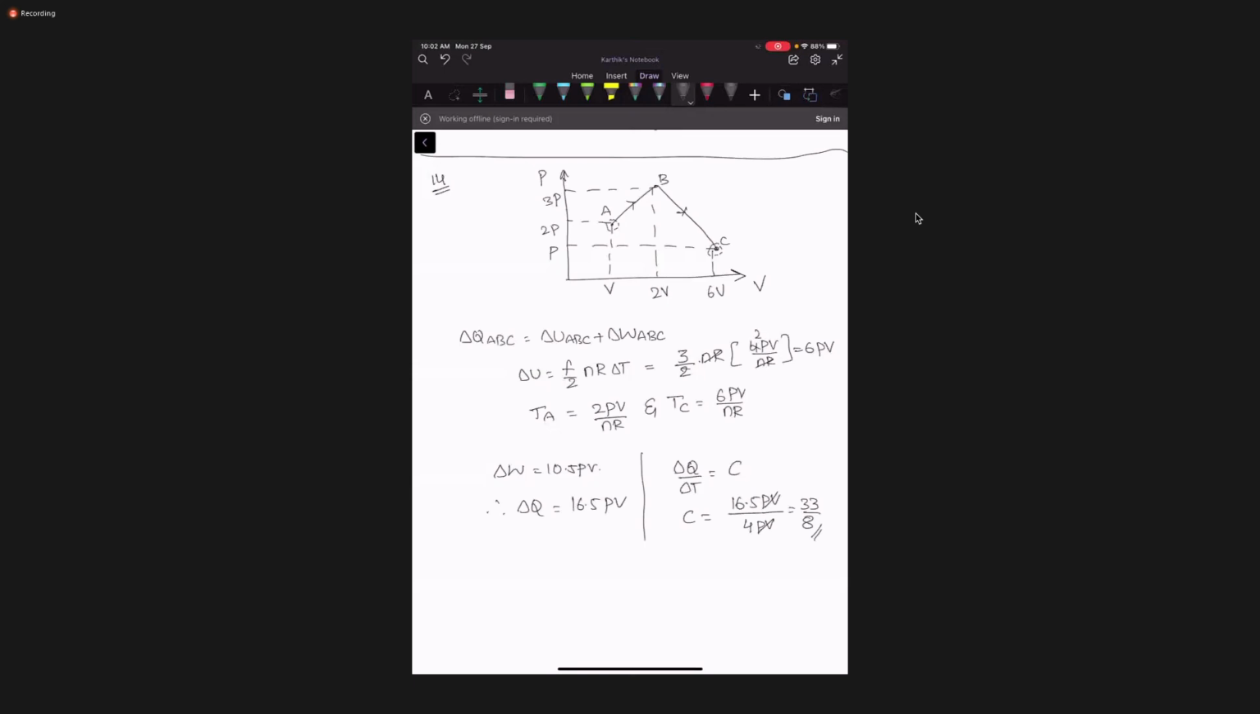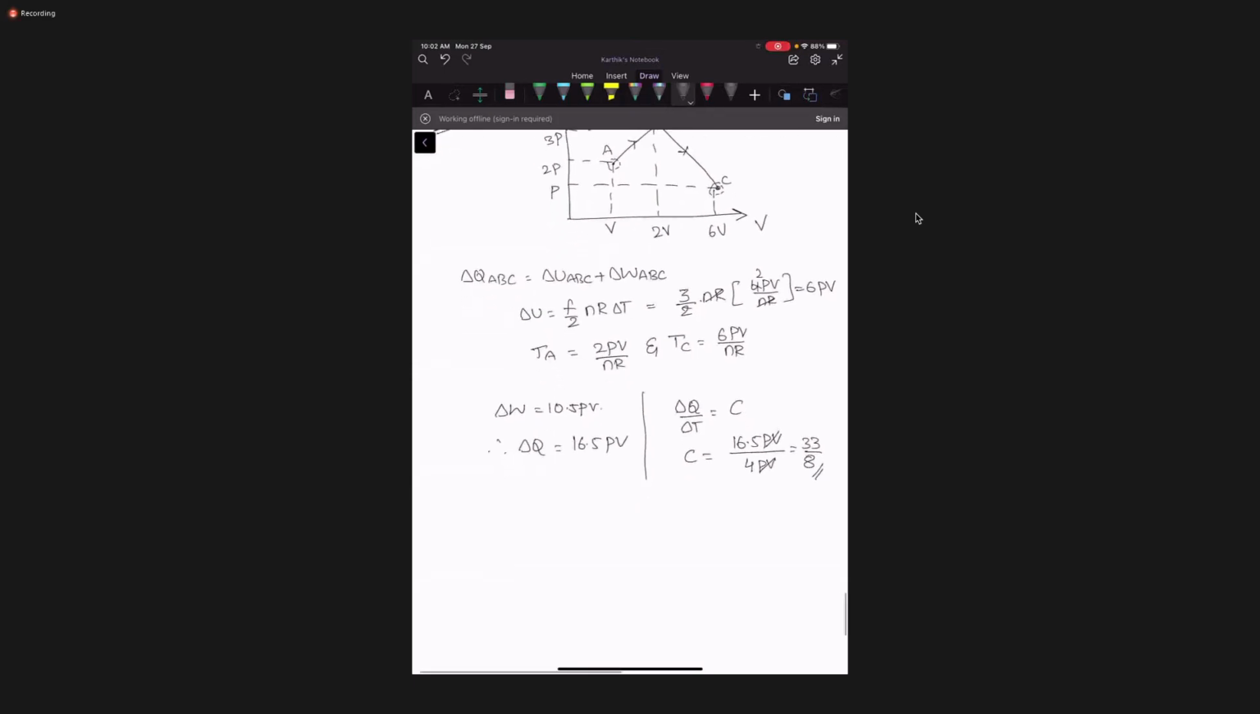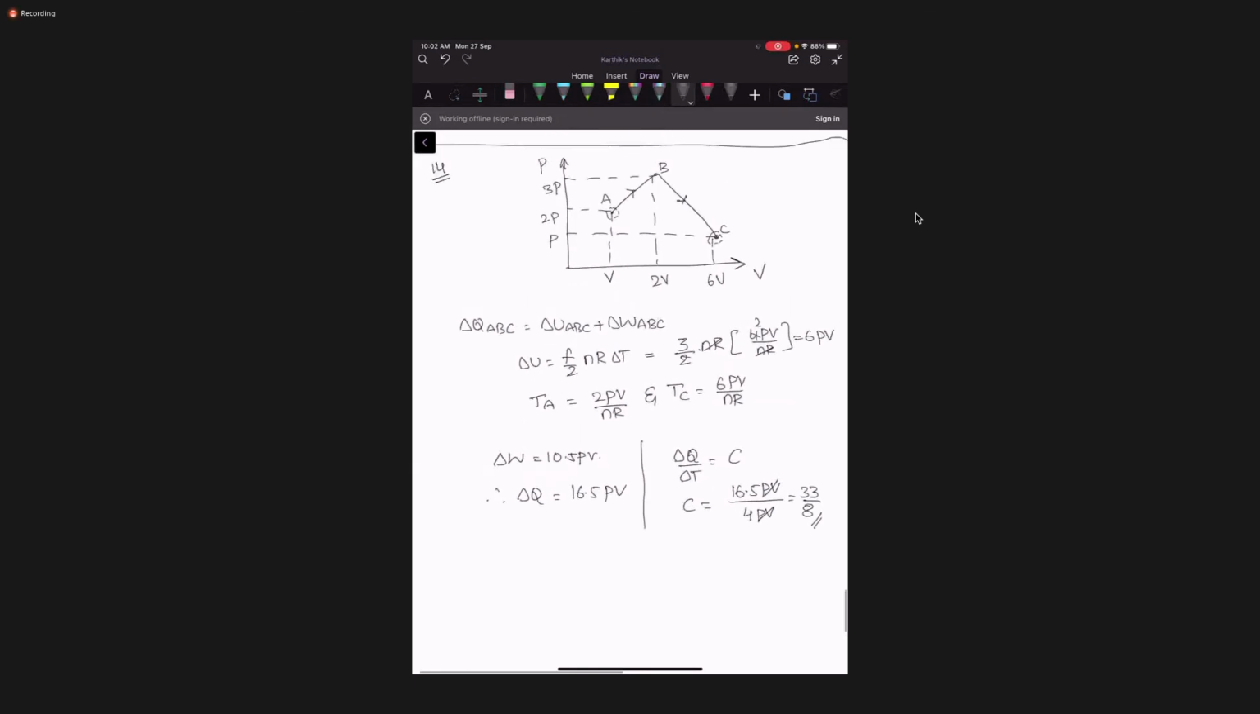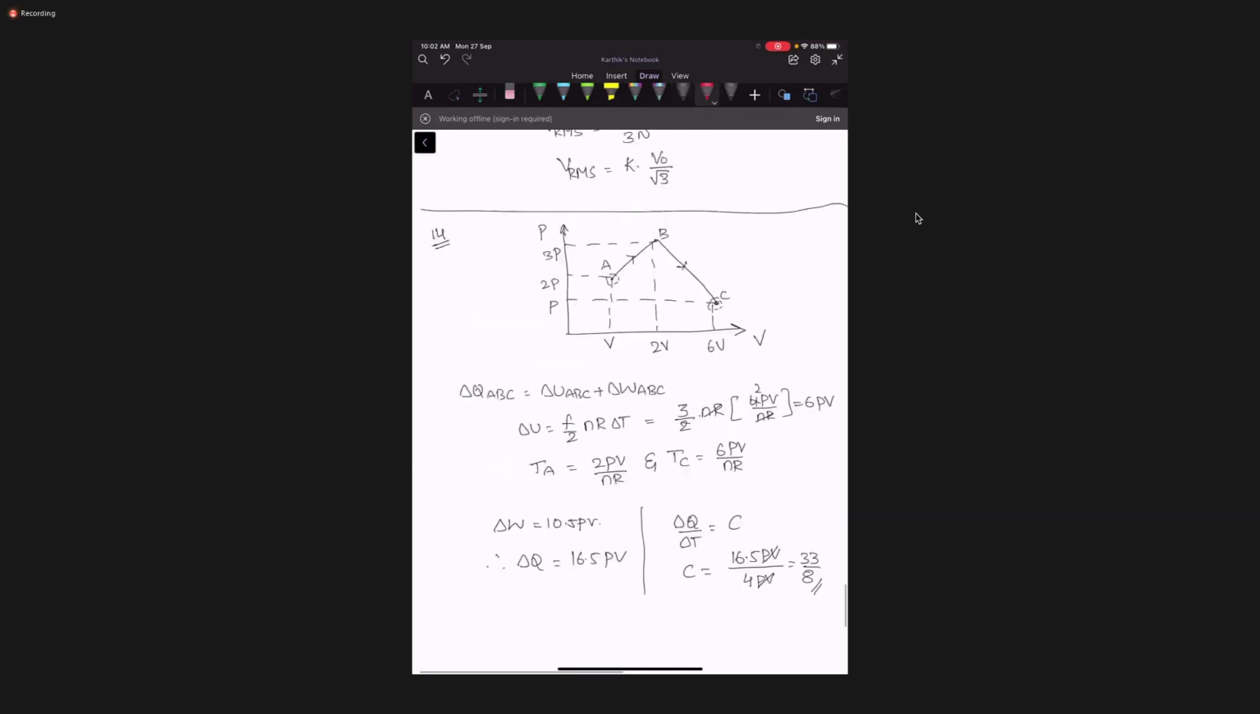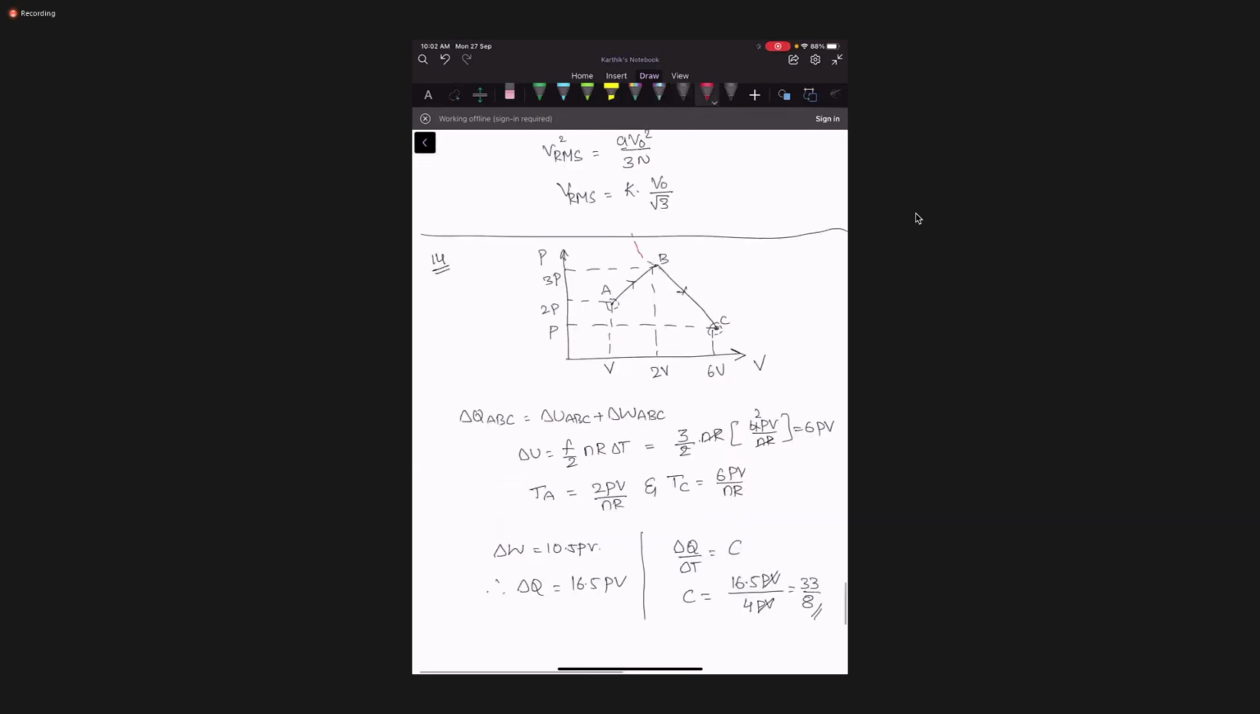Now he's asking maximum temperature. See the process, how I do. See, it is going from B to C. If you see, this will be an isothermal curve, and this will be an isothermal curve, right? TB, TC, TA, correct? Yes, sir.